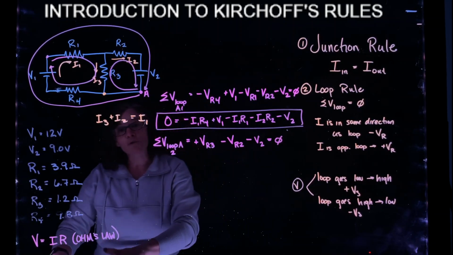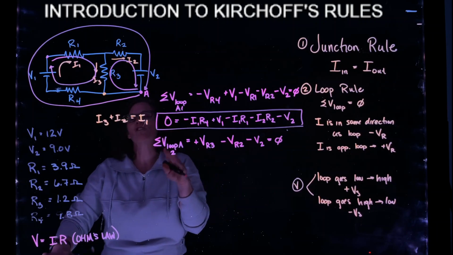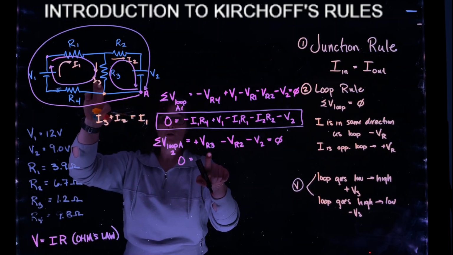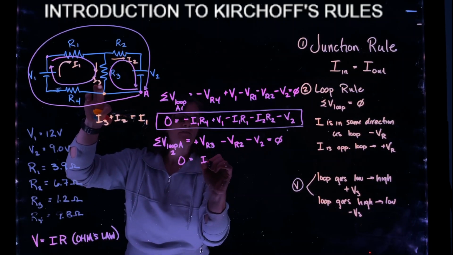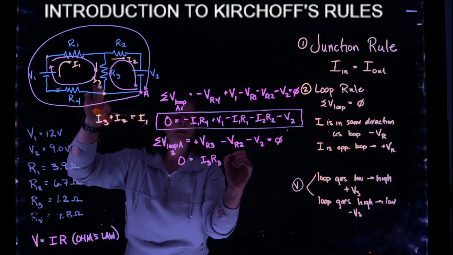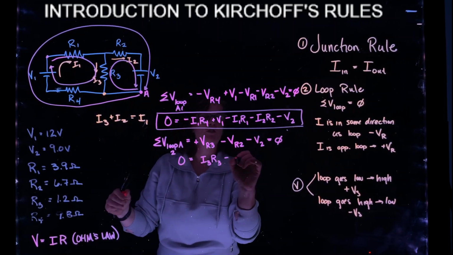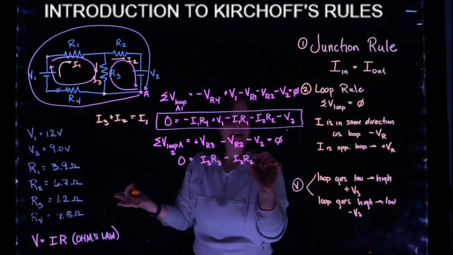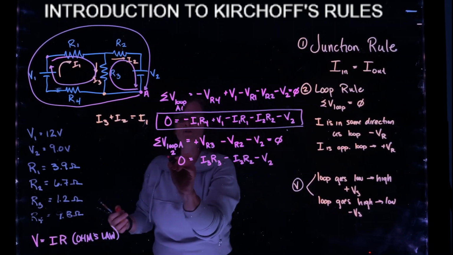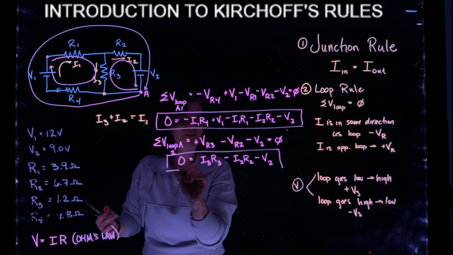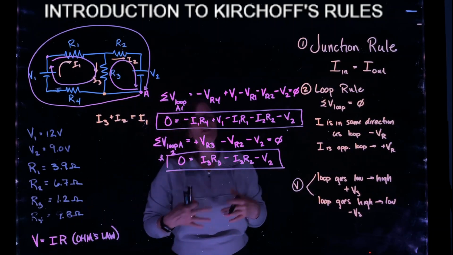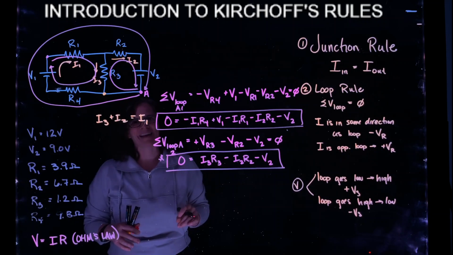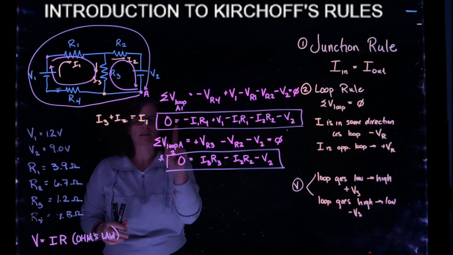I once again can then use Ohm's law to get currents into my equation so that I can solve for currents, and I find that 0 is equal to, well, what current goes through resistor 3? Current 3. So I have current 3 times R3 minus the current through resistor 2 times the resistance of resistor 2, using Ohm's law again, minus my voltage source 2. So now I have another equation that I can use to solve for my currents, and now I have enough. Now it just takes math, a little algebraic manipulation to solve for my 3 currents.